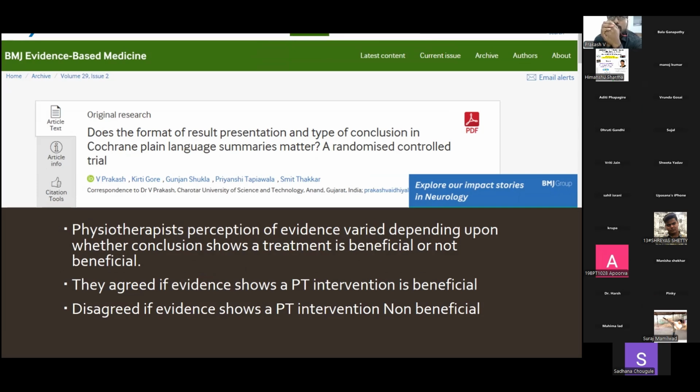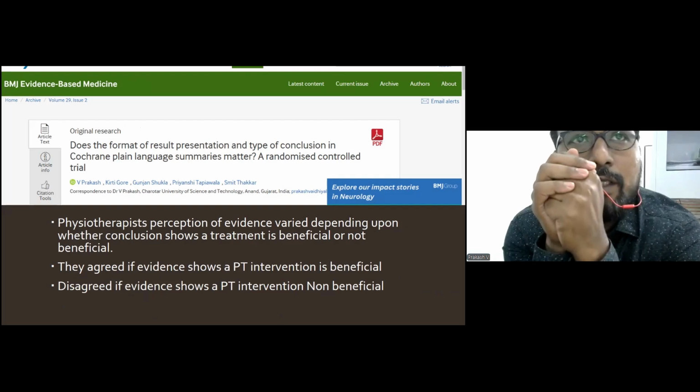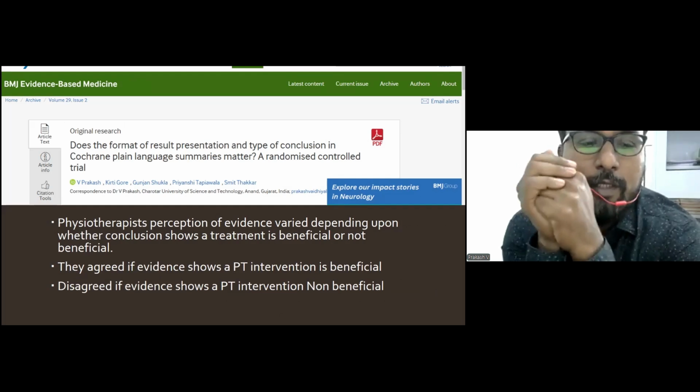Now, somehow, physiotherapists are not inclined to accept that a commonly used treatment is not effective, even though the evidence is clearly pointing to it not working. So what I'm trying to convey is that bias can influence the researchers, the readers, the participants, everybody involved in research, and finally the consumers. So in order to be less influenced, you have to be aware.